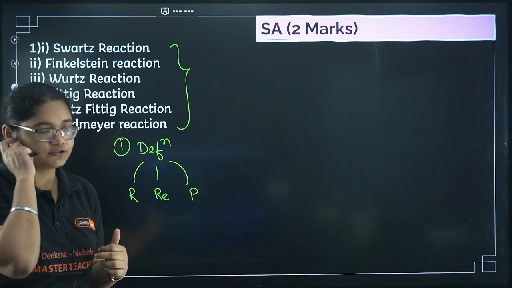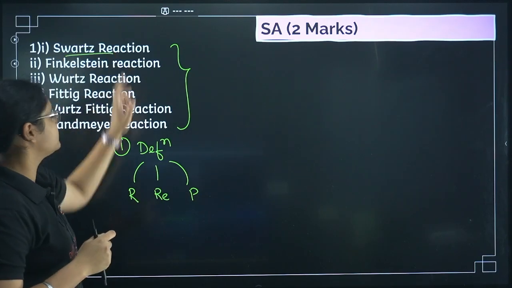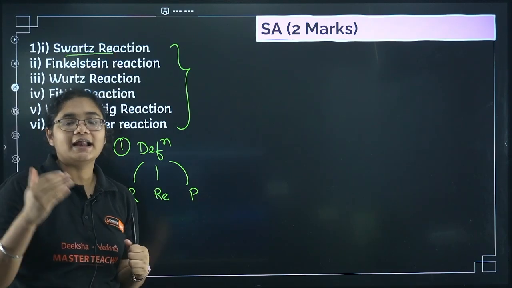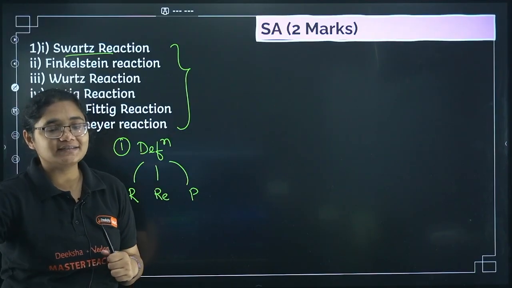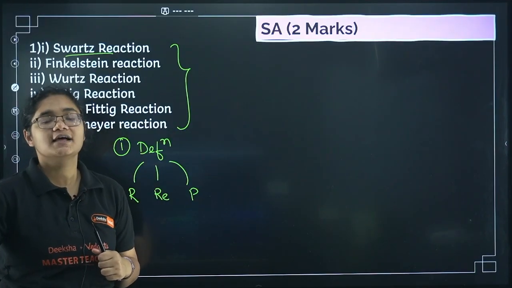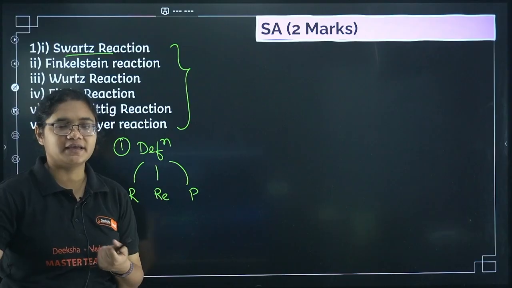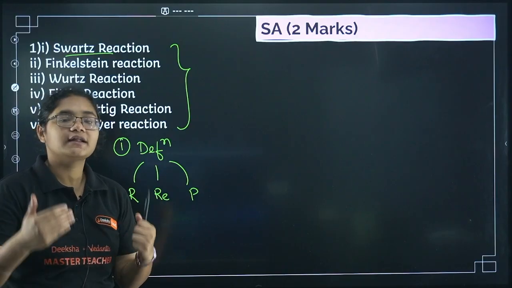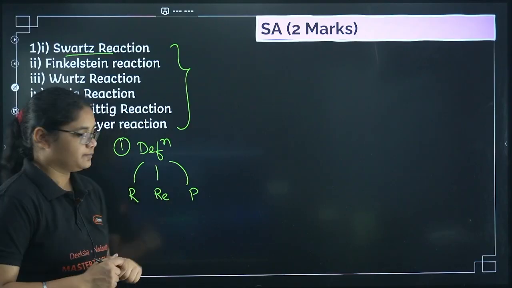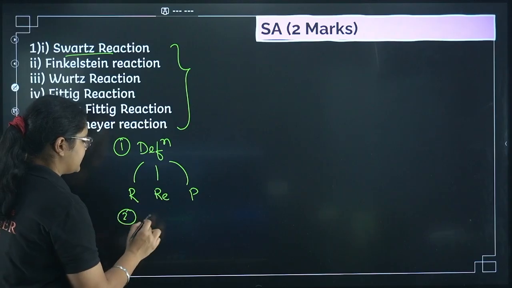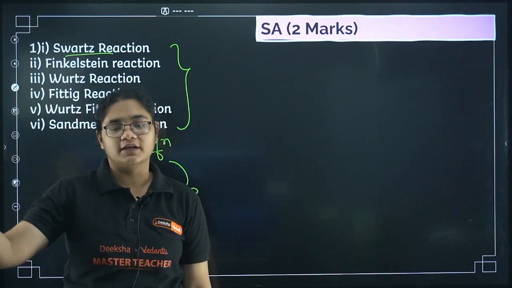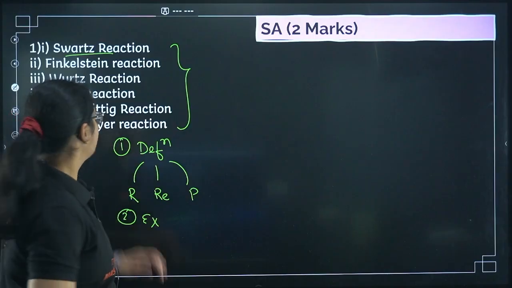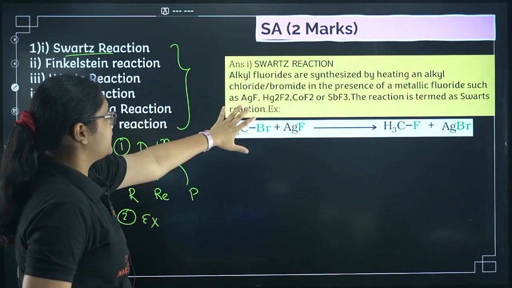this particular reaction. So for example, if I want to write for Swarts reaction, I'll write alkyl chlorides or alkyl bromides are converted to alkyl fluorides in presence of metallic fluorides such as AgF, SbF3. And this reaction is called Swarts reaction. The second point you need to write is example. So you can write CH3Cl plus AgF gives you CH3F.